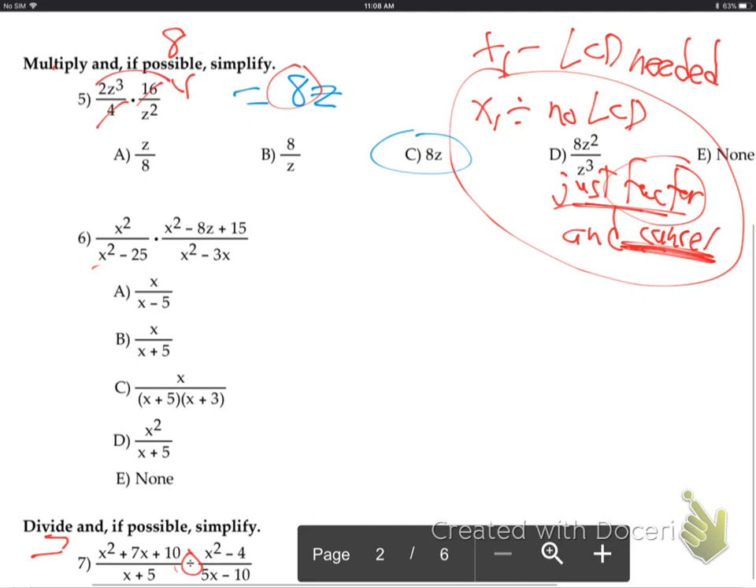So things that are both on the top multiply, but top to bottom cancel, either straight up and down or diagonal. Either way, top to bottom cancel. Both top multiply. All right. So either way, it's going to be 8z. Okay. Next problem, number 6.